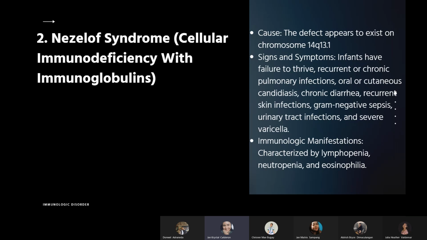Its immunologic manifestations are characterized by lymphopenia, neutropenia, and eosinophilia. In addition, there is a lack of lymphoid tissue and irregular thymus architecture.